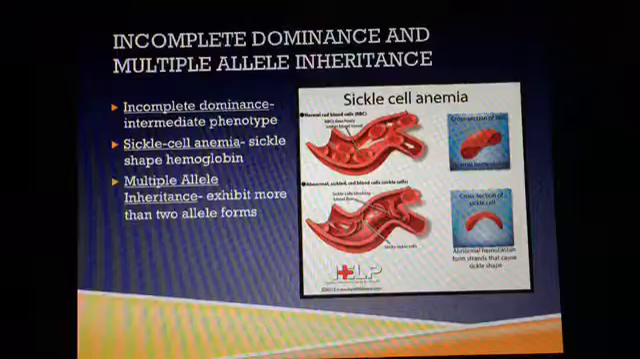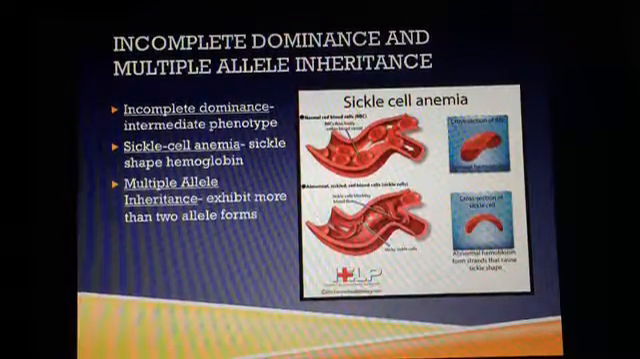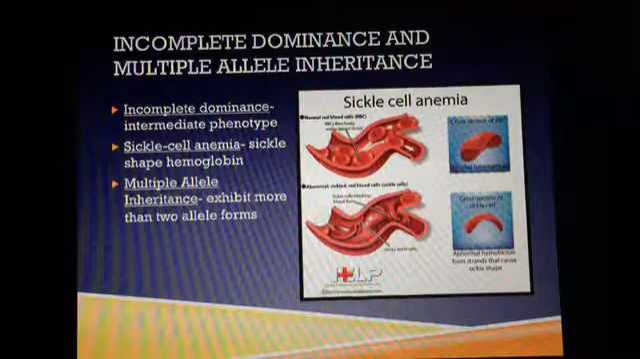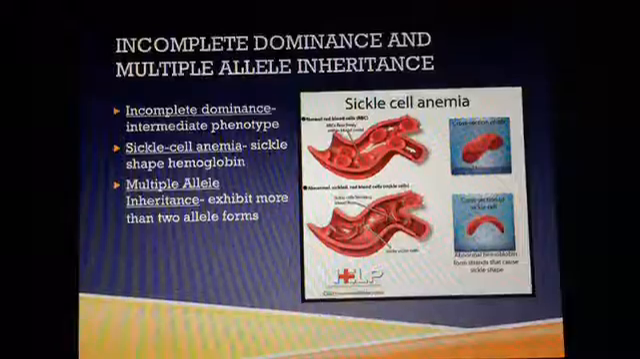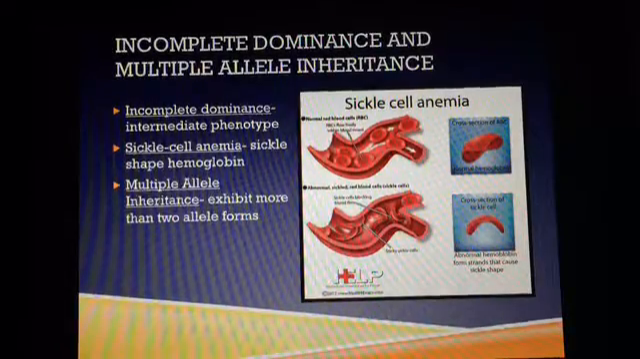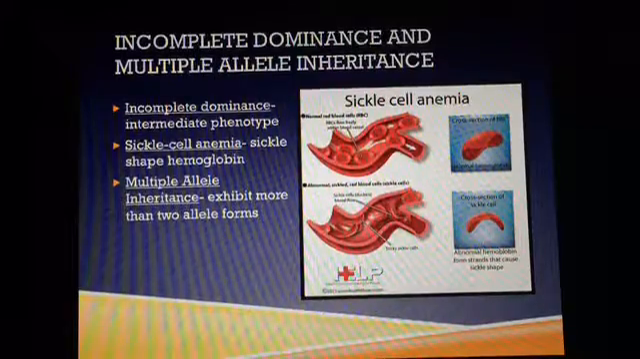Some traits exhibit incomplete dominance. This is when the heterozygote has a phenotype intermediate between those of homozygous dominant and homozygous recessive individuals. An example of this is sickle cell anemia, where the person who has it has lowered blood oxygen levels due to a double dose of the sickling allele.